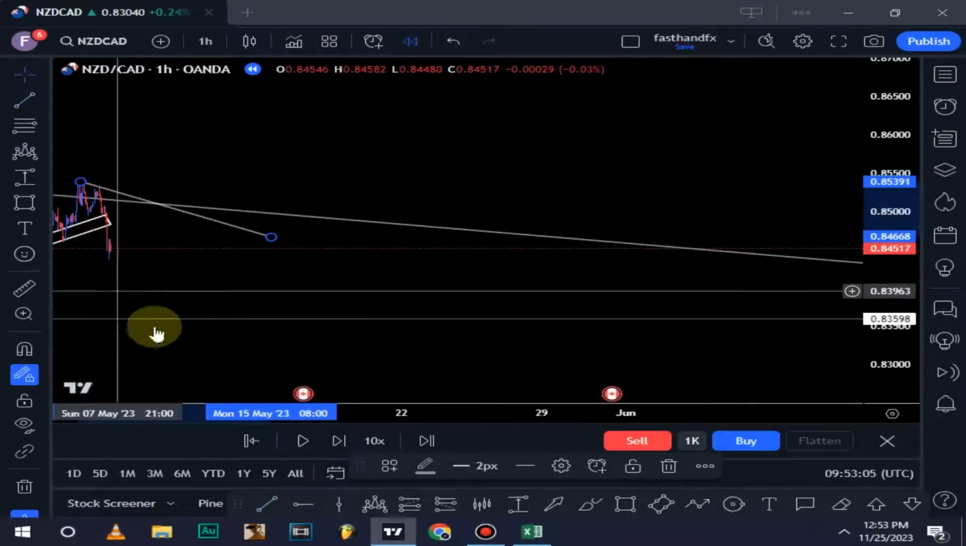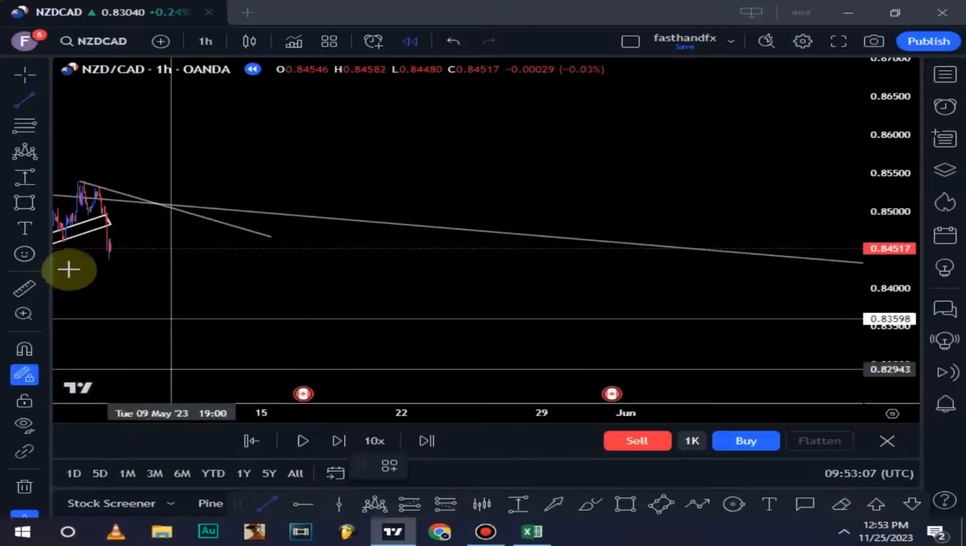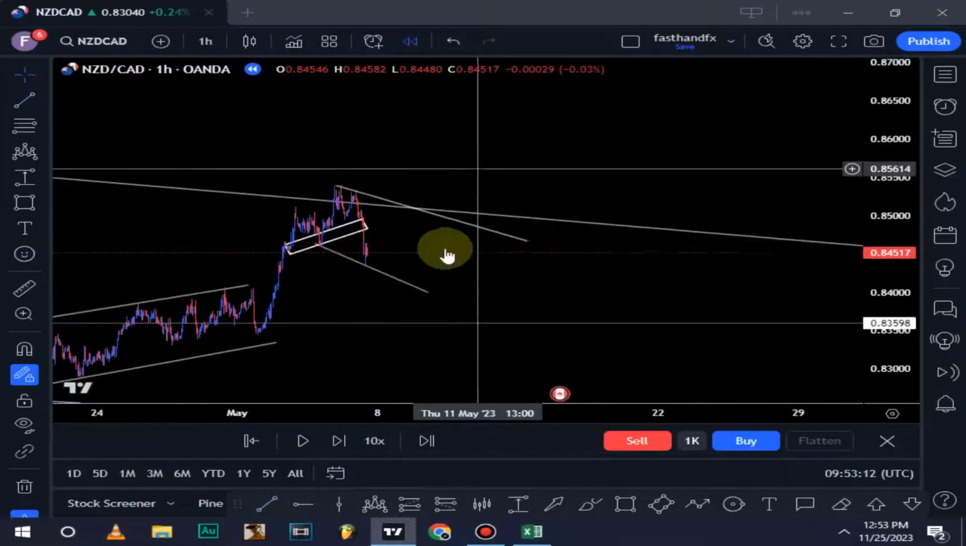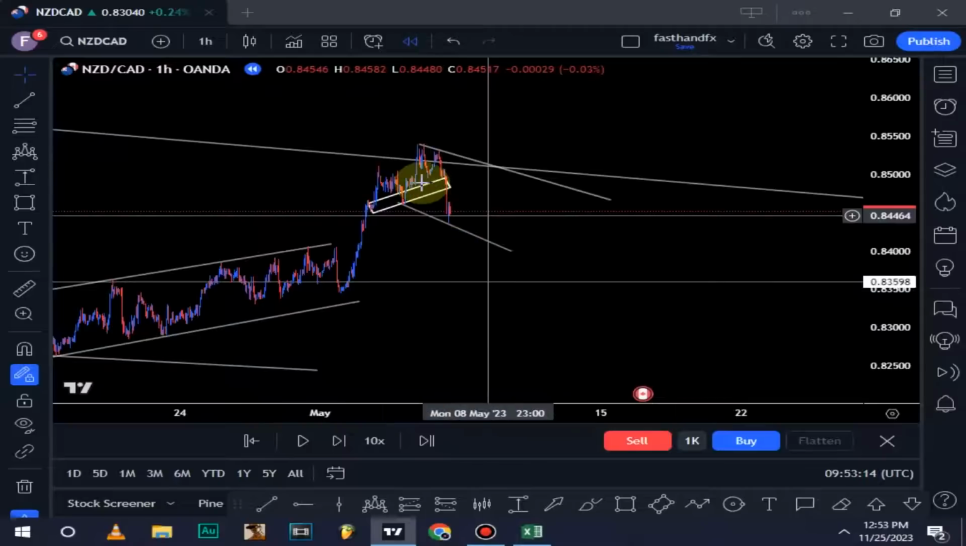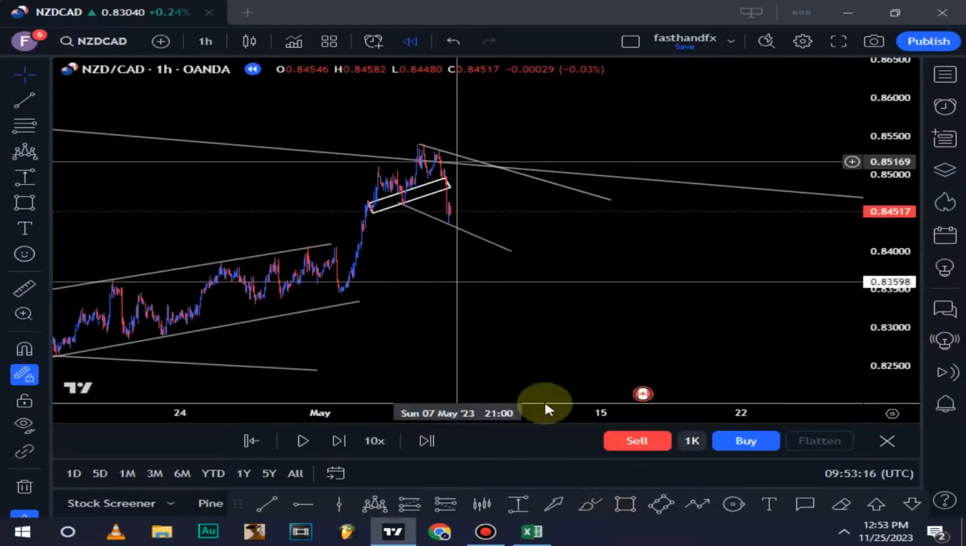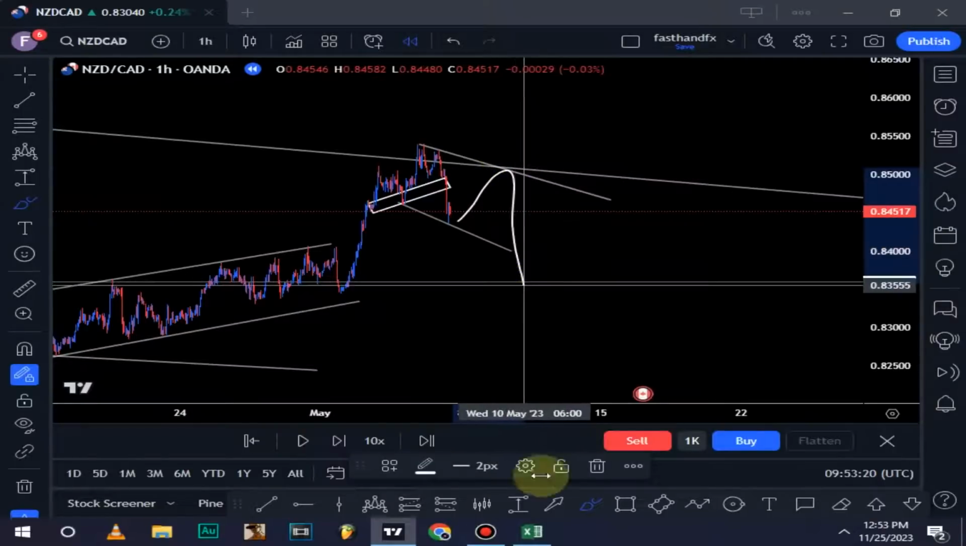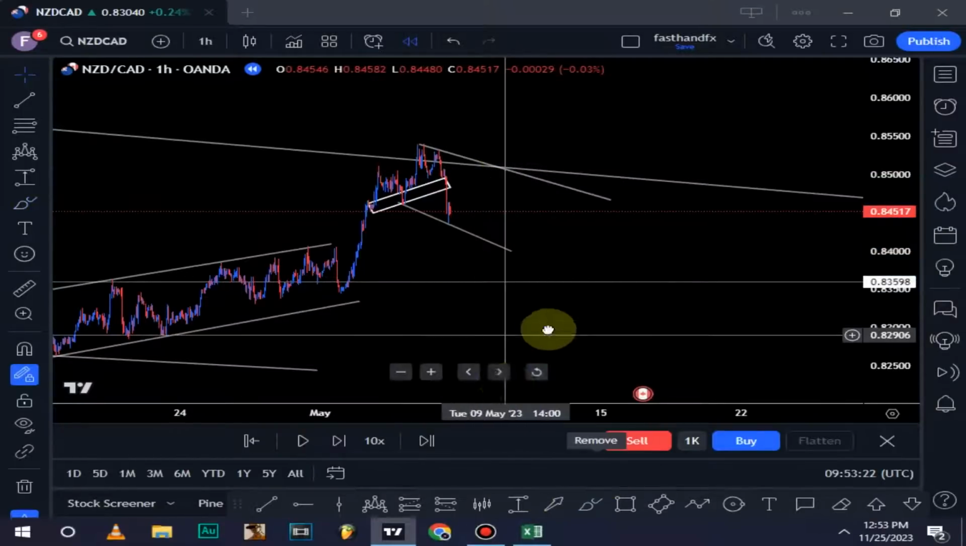So if we have that, let me see if this might make sense. We expect the market to go back up, right? Since this is a reversal structure where the market wants to go down, I need the market to go up. Then that is when we take our sell position. All right, let's see.